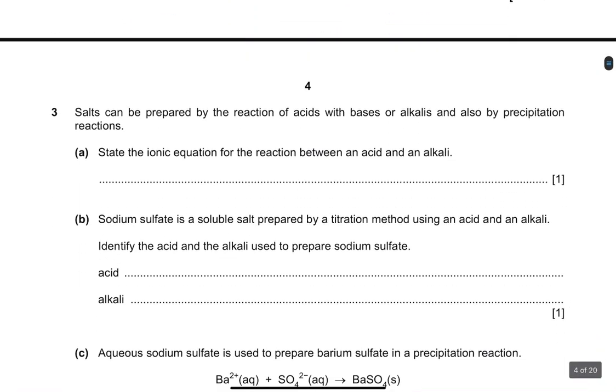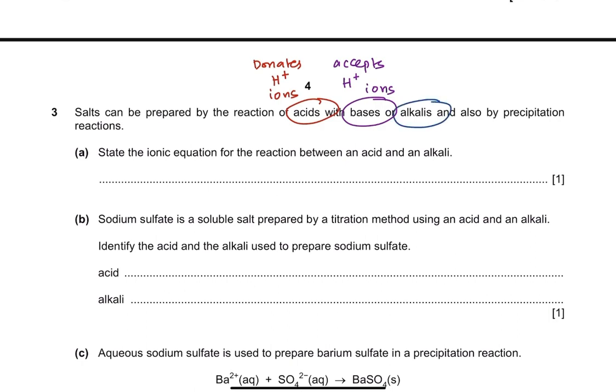Salts can be prepared by the reaction of acids with bases or alkalis, and also by precipitation reactions. By the way, while we are here, we should understand that acid is anything that donates hydrogen ions. Bases are anything which accepts hydrogen ions. Alkalis are a type of base, they accept hydrogen ions, no doubt. Or you can say they donate OH minus ions.